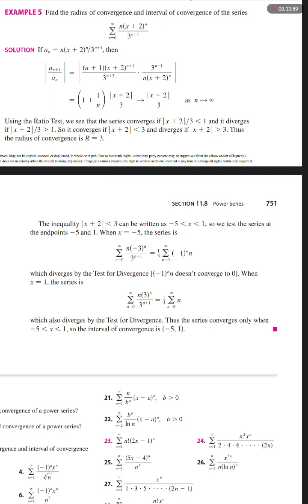Thus, the series converges only when -5 is less than x, which is less than 1, so the interval of convergence is open -5 and 1 closed.